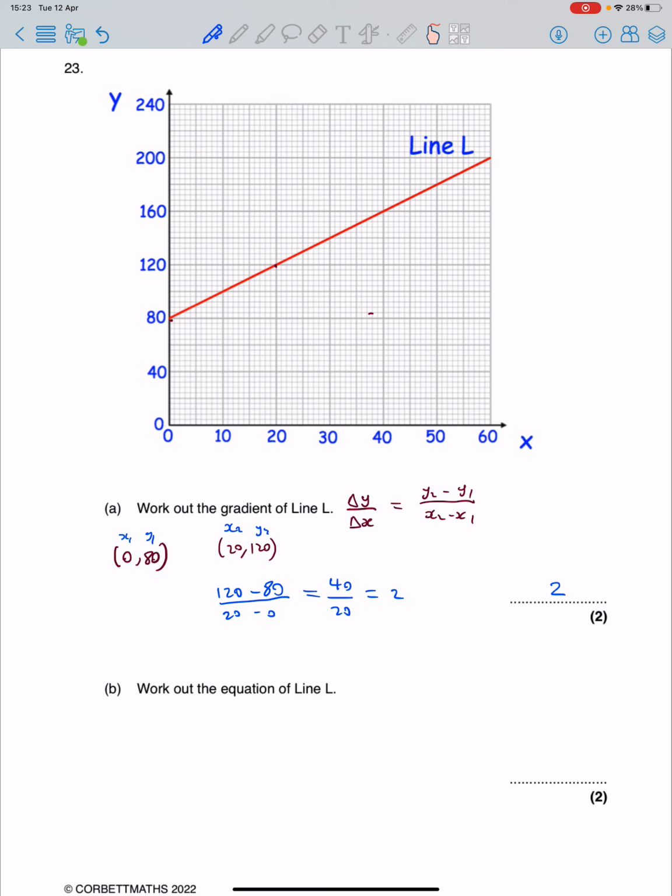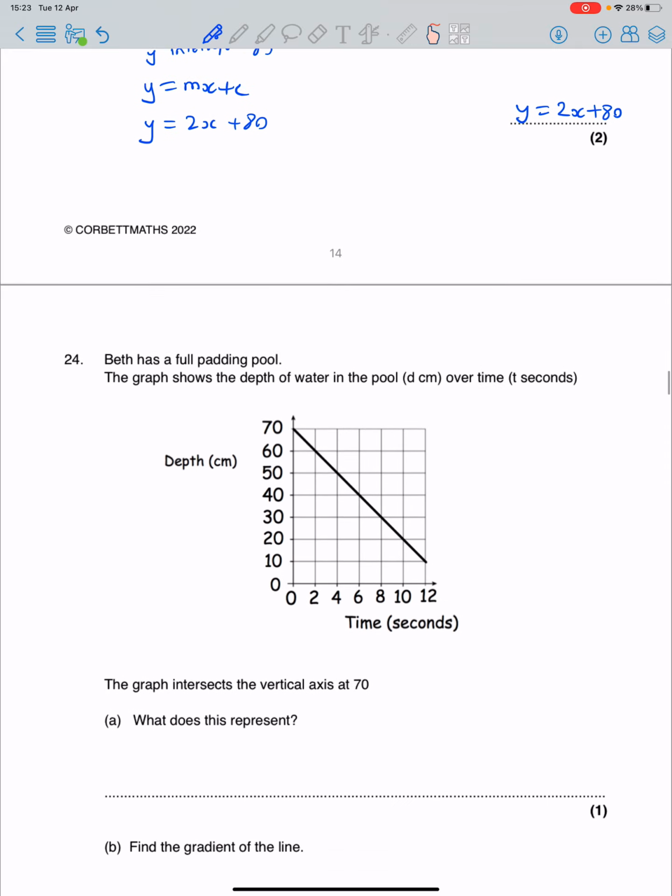And it says work out the equation of line L. Well, we can see on the graph that the y-intercept is 80. So of course our straight line has the form y equals mx plus c. And we know that the gradient is 2, so y equals 2x, and the y-intercept is 80, so plus 80. That's it. y equals 2x plus 80. Let's move on to the next question.